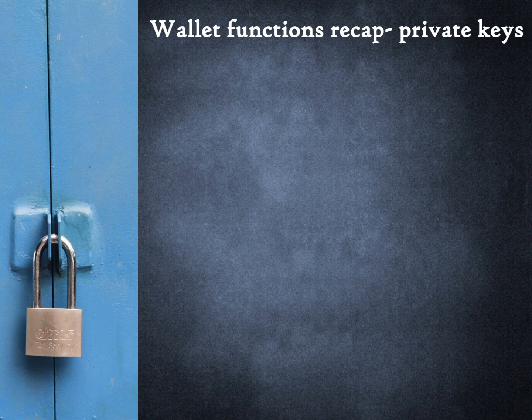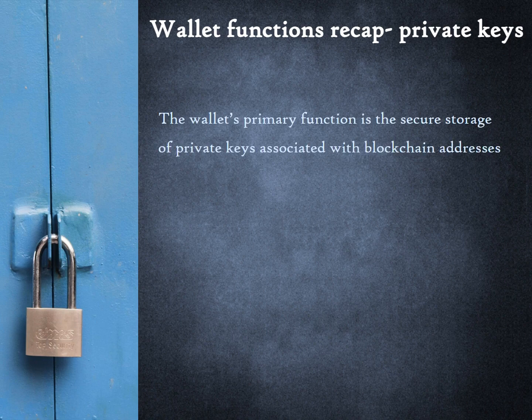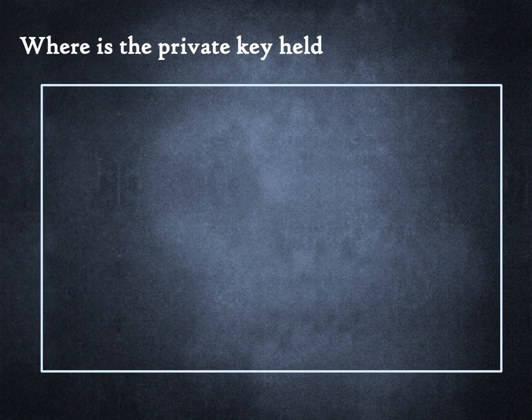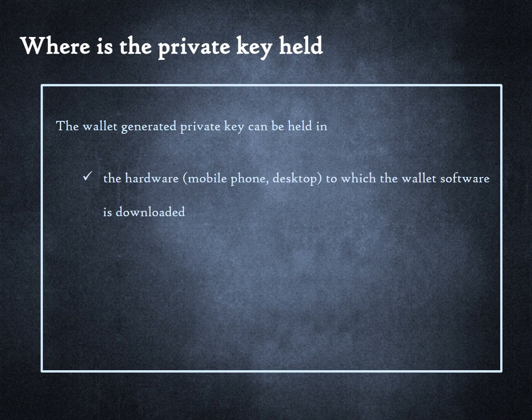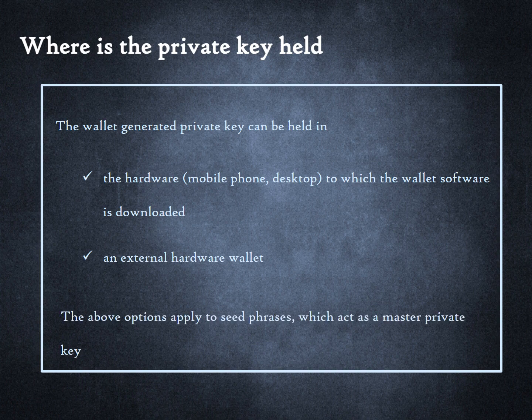The wallet's primary function is the secure storage of private keys associated with blockchain addresses. Wallets can hold the private keys of one or multiple blockchain networks. We can revisit the answer to the original question on where the wallet-generated private key is held. We can amend our original answer. There are two options. 1. It could be stored on the hard drive of the desktop or the mobile phone the wallet software was downloaded to. 2. It could be stored on a separate hardware wallet. The above two options also apply to the seed phrase, which is effectively a master private key.